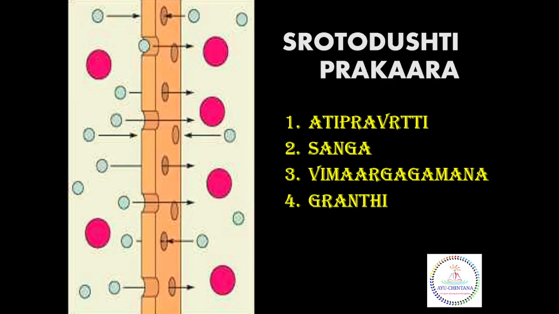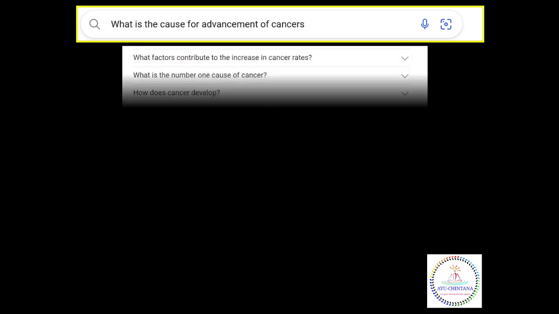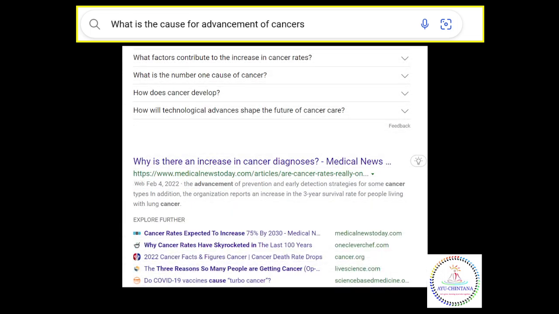It's because of the core concept of repeated engagement of 4 different ways of Srotodushti. I'm not kidding, but you see, no direct results appear on a web search if you type, what is the cause for the advancement of cancers? The way we search provides only vague answers, for example, why is there an increase in cancer diagnosis, or what contributes to the greater increase in the cancer rate. Even if you try finding articles or published information, it's a big no. This great absence in modern research is because of a lack of basic principles, the core concepts. Only the Srotodushti Prakaras can explain it.